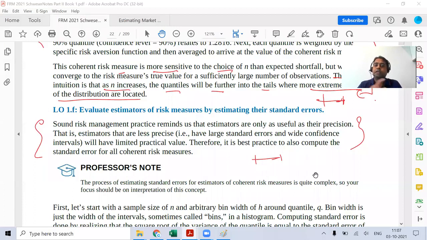All good. I'm assuming everybody has seen that paragraph. If you have larger standard deviation, that means wider confidence interval.